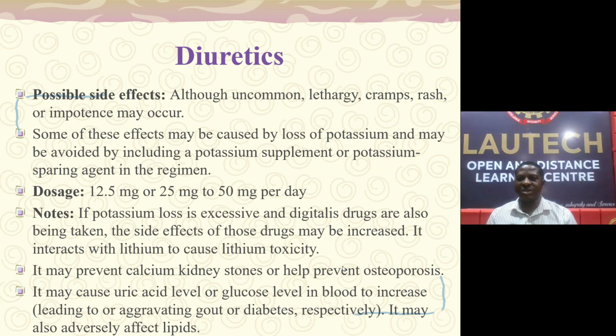Generally, alongside the water and the sodium, potassium will equally be lost. So for this effect, there will be need for what? A potassium-sparing agent, or replacement or supplement of potassium, in order for an individual not to come down with what? The weakness effects of this drug. So the dosage is 12.5 milligram or 25 milligram to 50 milligram per day.